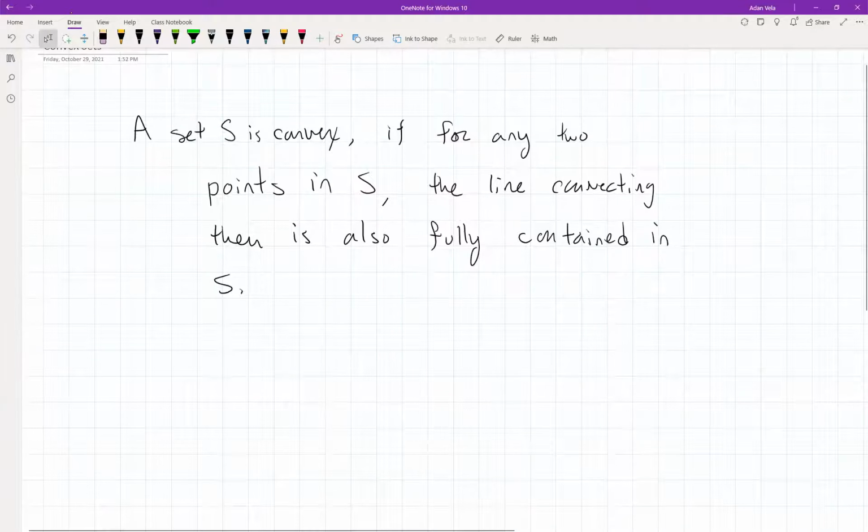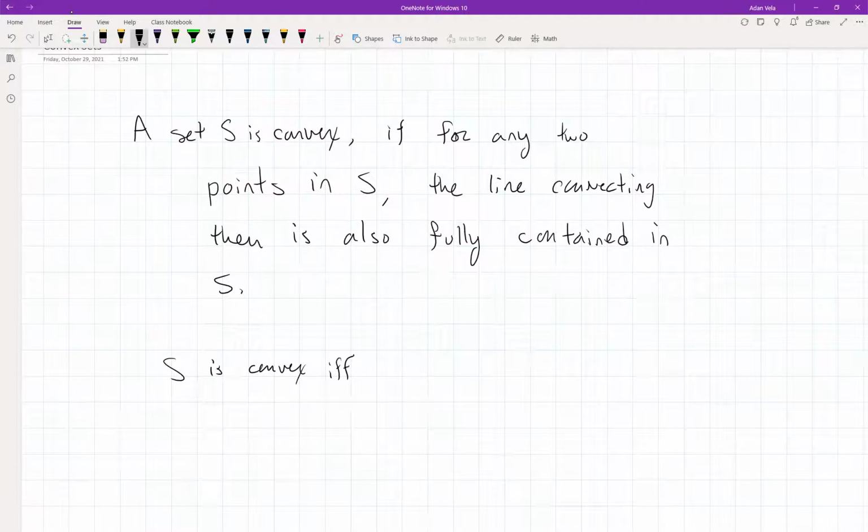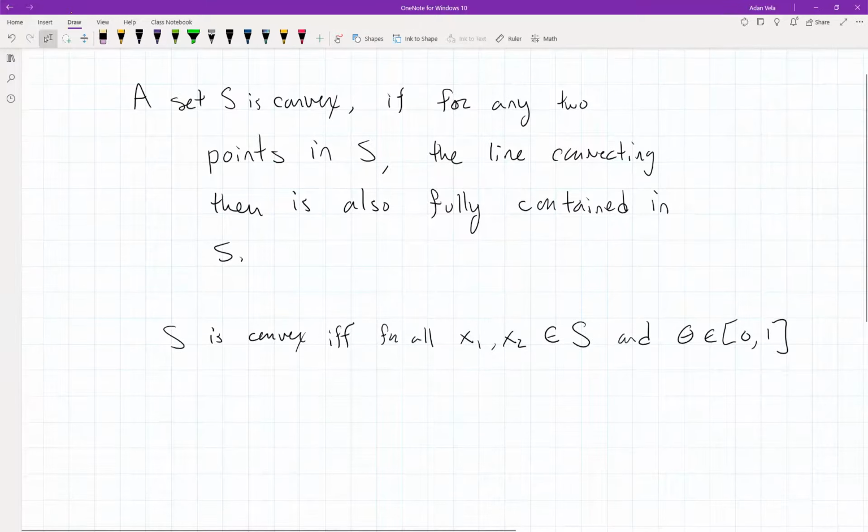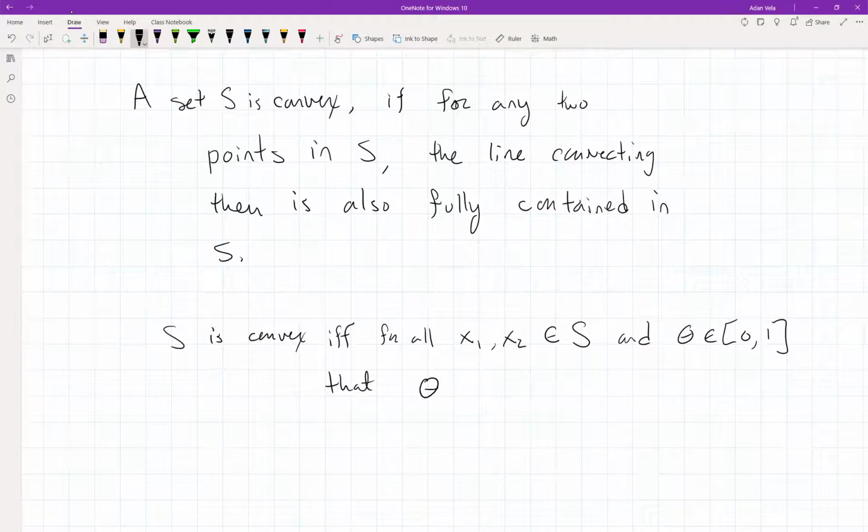Now, mathematically, we would write that as saying S is convex if and only if for all x1 and x2 in the set, and for any theta between 0 and 1, theta x1 plus 1 minus theta x2 is also in the set.